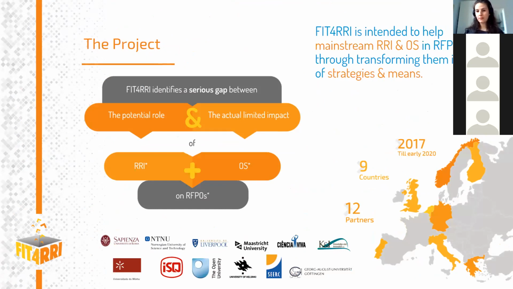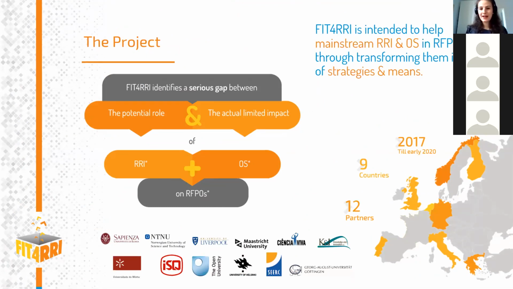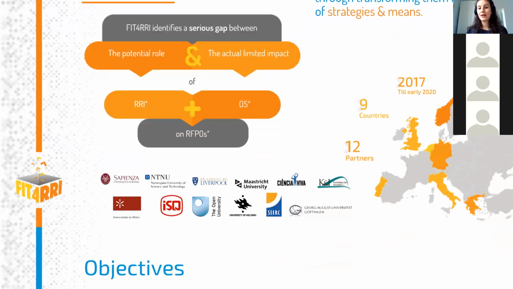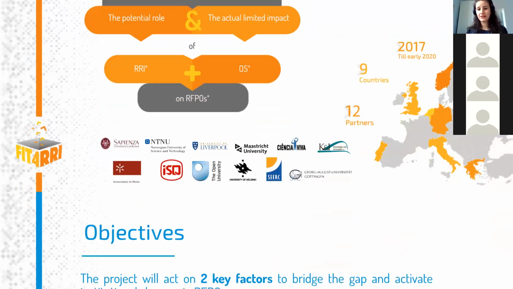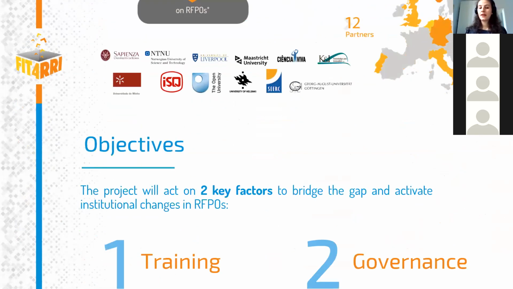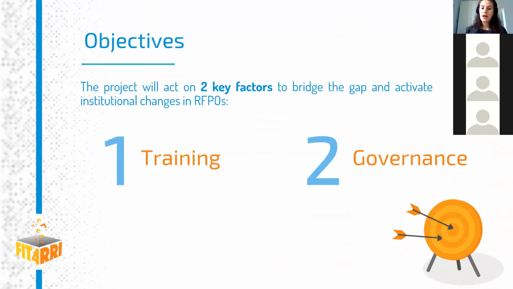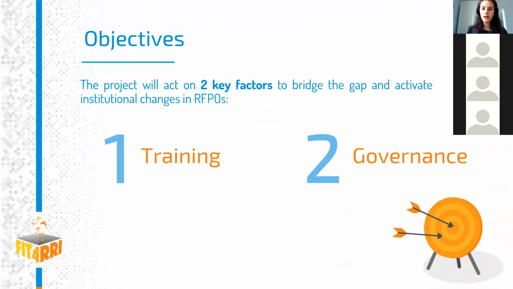So what we aim is to mainstream RRI and open science through transforming them into a set of strategies and means. So in simpler words, it means that we focus on 2 key factors to bridge this gap and activate institutional change by developing training tools and developing governance settings and strategies.